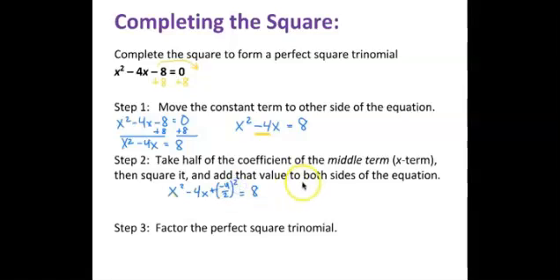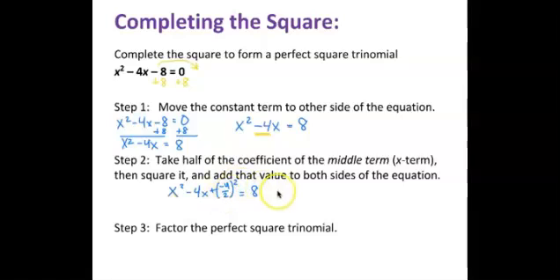So let me read through those directions again. It says take half of the coefficient of the middle term, the x term. The coefficient is negative 4. Take half of it. So I took that coefficient, negative 4, and I divided it by 2. I took half of it. And then square it. So here I put parentheses around it to say we're taking this entire term and squaring it.